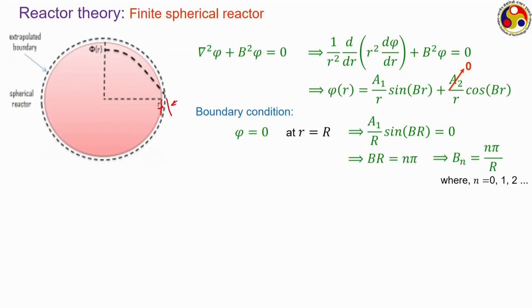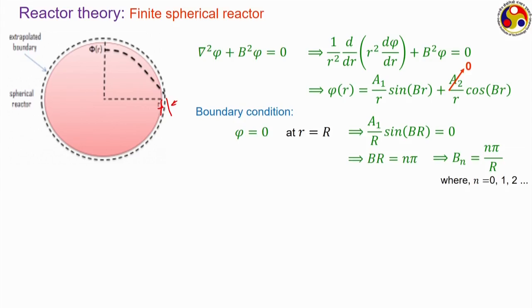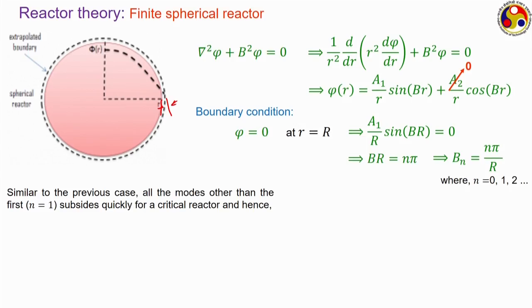Now, as we have seen in the previous exercise also, while there are theoretically several modes of operation, nothing beyond the 2 or 3 works. So, B_n is equal to n pi by R, where n is any integer starting from 0, going to 1, 2, etcetera. But all the modes for which n is greater than 1 subside quite quickly, leaving the final profile to resemble only the profile corresponding to n equal to 1.